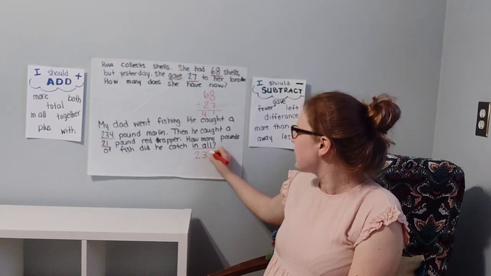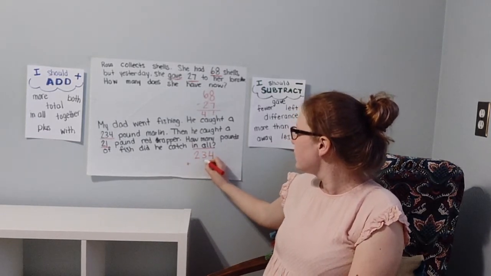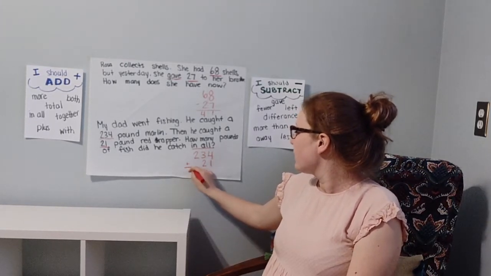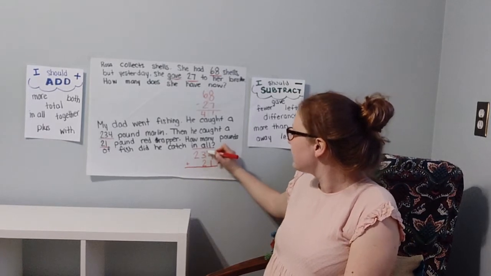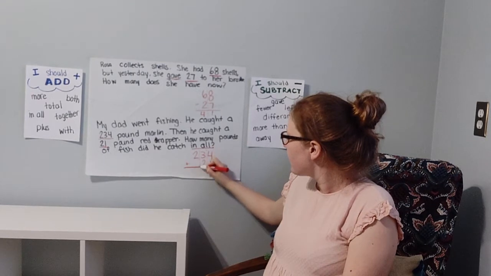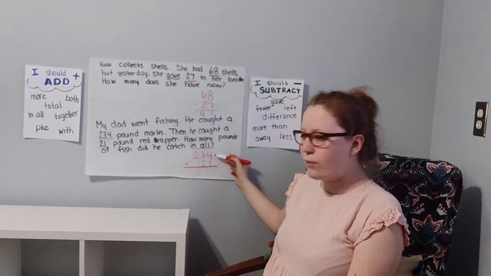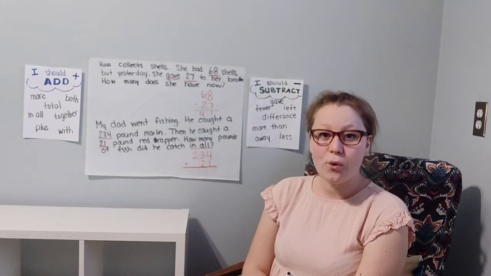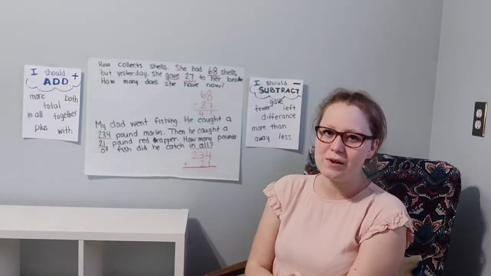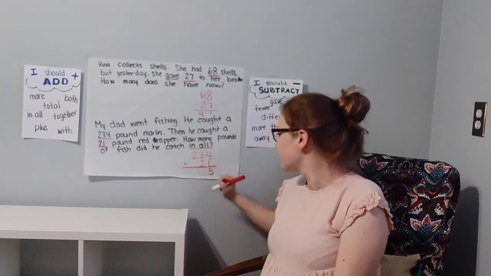234 is our first number, and then we're going to add 21. When we add them together, now we need to divide it into ones column, tens column, and the hundreds column. So my ones column first. 4 plus 1. What is that? 4 plus 1 more is 5. I'll write my 5 down.